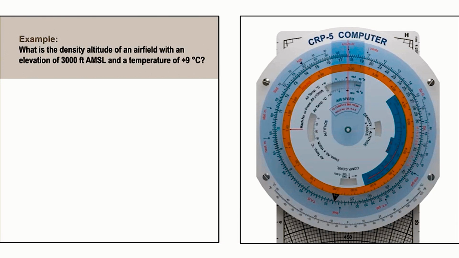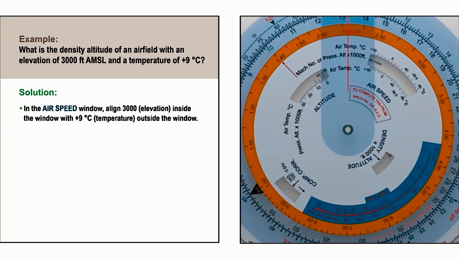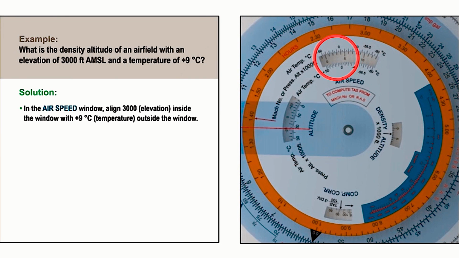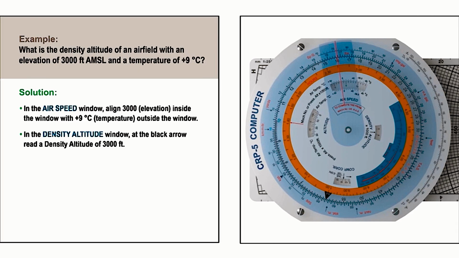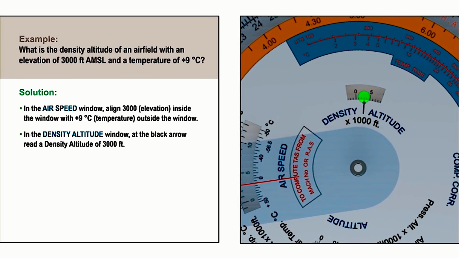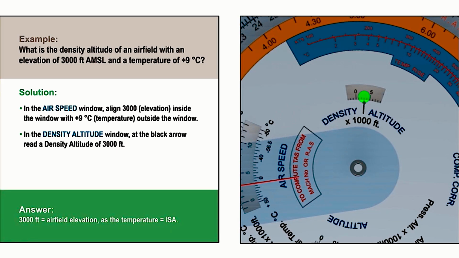What is the density altitude of an airfield with an elevation of 3,000 feet above mean sea level, where the temperature is +9 degrees centigrade? This time, we will be using the airspeed window. First, align the elevation of 3,000 feet inside the window with the temperature of +9 degrees centigrade outside the window. Now go to the density altitude window and read off the density altitude against the black arrow. You will see that the density altitude is 3,000 feet, the same as the airfield elevation. This is because the temperature at the airfield is equal to the ISA temperature.